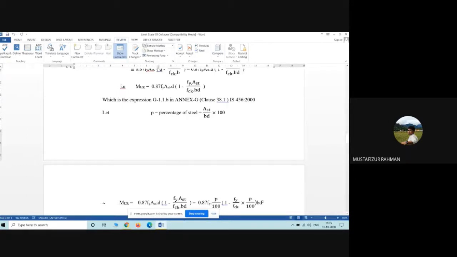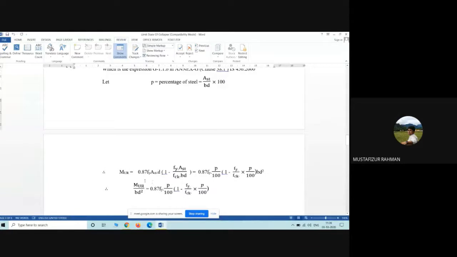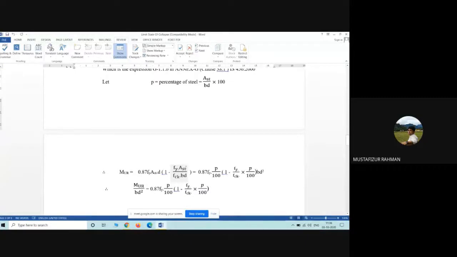So that expression, you bring that expression: 0.87 Fy AST D into 1 minus Fy AST by FCK BD. Now here you replace AST by percentage of steel. So I have now 0.87 Fy. This AST by BD is replaced by P by 100, so P by 100 into Fy by FCK, and BD are coming out.